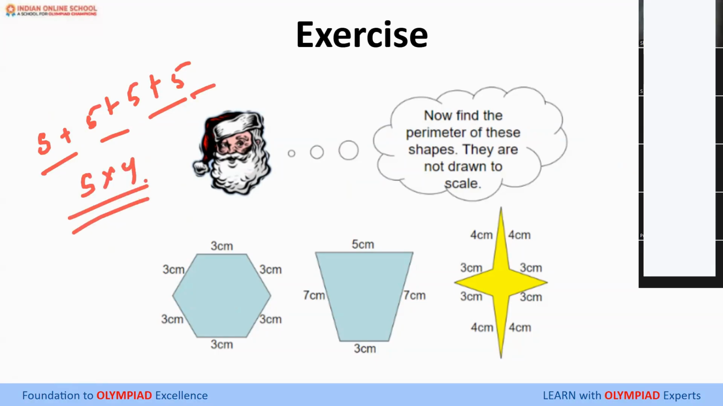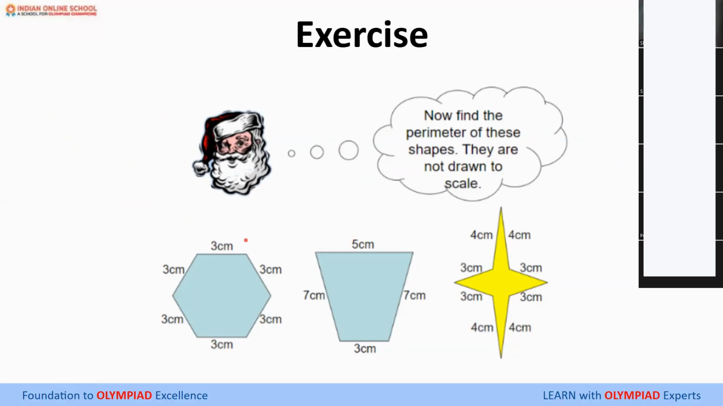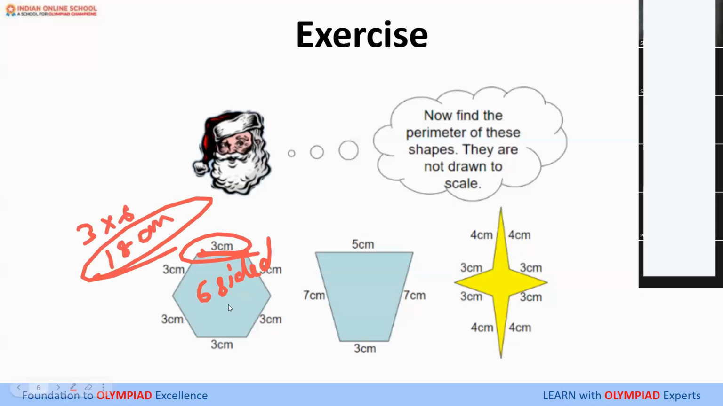Yes, ma'am. The same you could have done over here, okay? Instead of having added 3 six times, since this is a hexagon, a 6-sided figure, all of the sides are of 3 centimeters. So instead of adding 3, 3, 3, 3 like this, making it so time-taking, making it so lengthy for yourself, you would have simply done 3 six times. That's 18 centimeters as the answer.